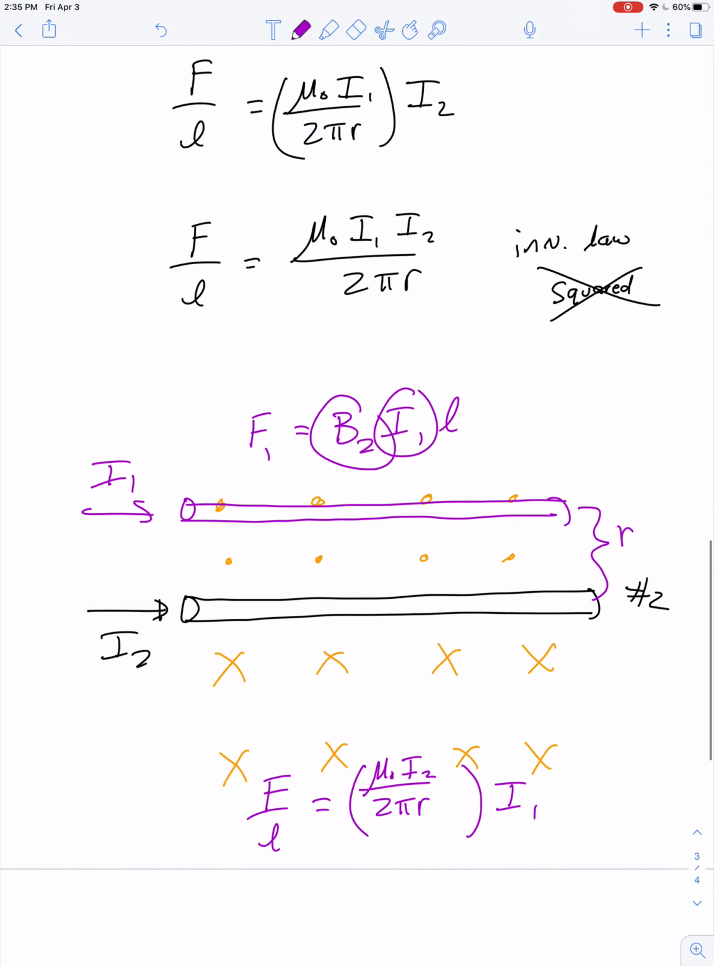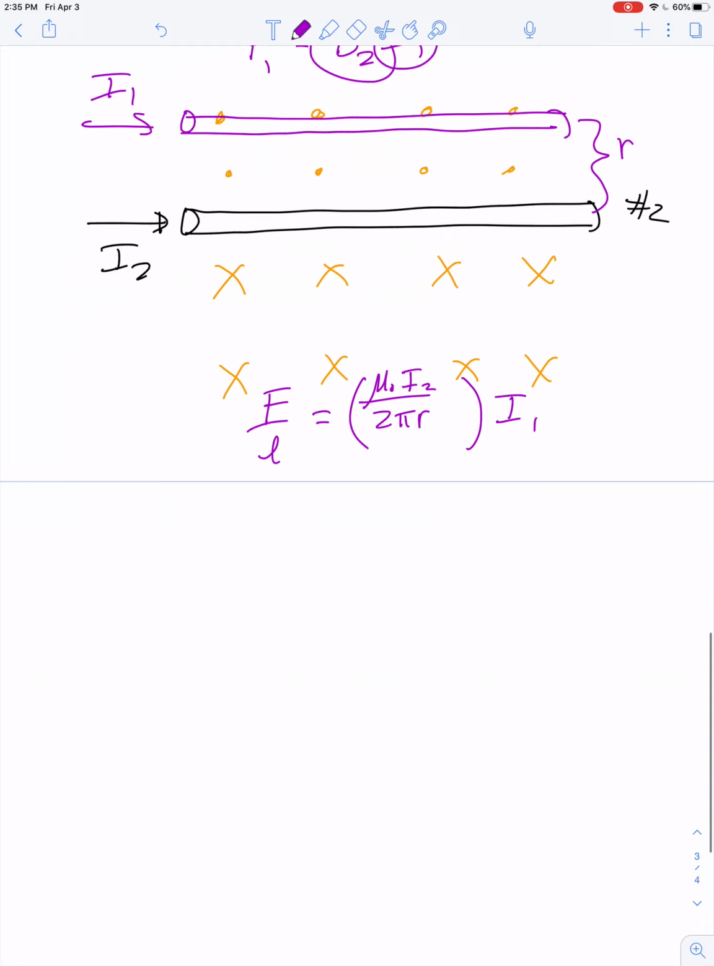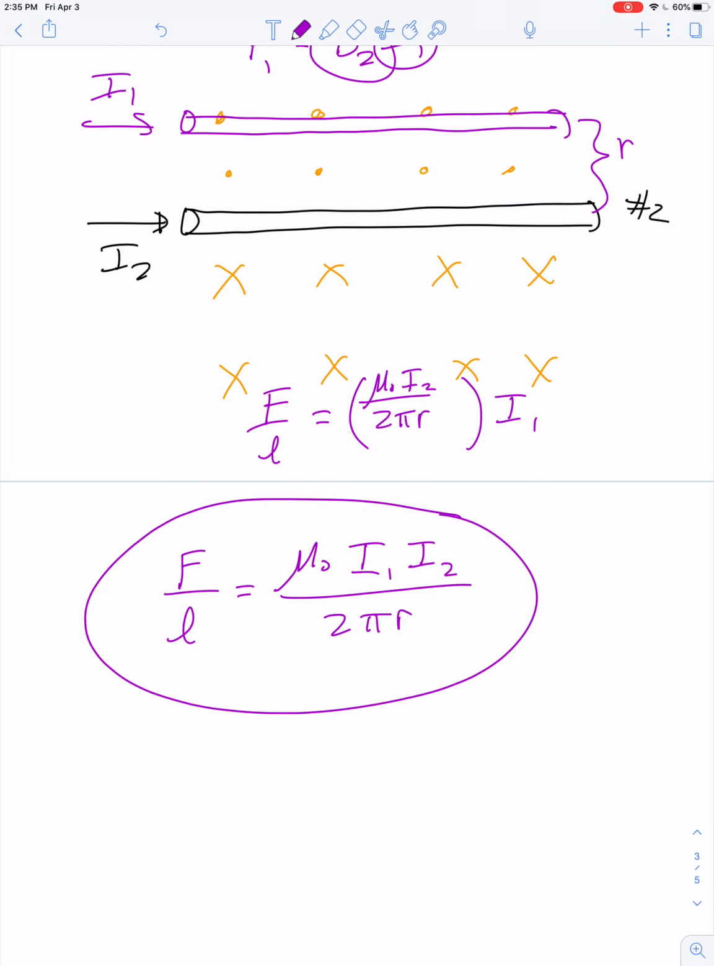So you see, it's the same sort of argument. No matter which way we look at it, the force per unit length between parallel wires is equal to mu naught times the product of their two currents divided by 2 pi r. Well, that at least gives us the magnitude for the force per unit length, but what about the direction?